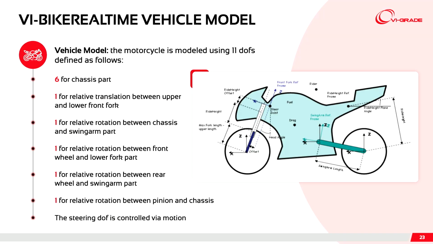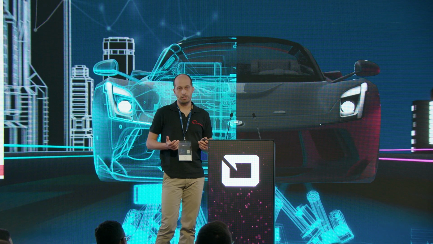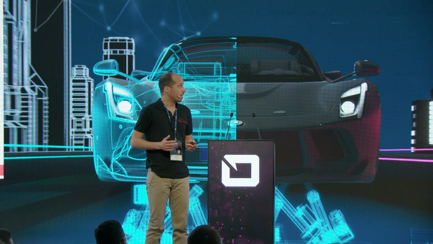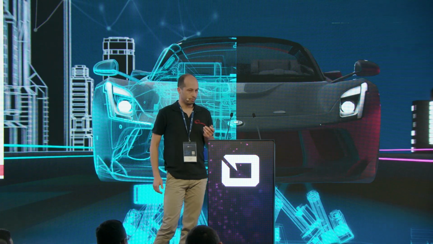In VI-BikeRealTime, the model has a predefined layout, so we have this standard model that is composed of 11 degrees of freedom, and you also have additional bike layouts together with the standard model that allow you to cope with bike variants like the direct shock or progressive linkage. Or you have the possibility to rely on the conceptual model, in which you define splines that define the unsprung movement with respect to the sprung part, so you have the possibility to model all the suspension linkages that you want.